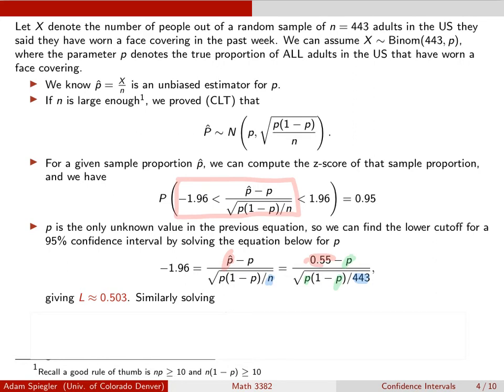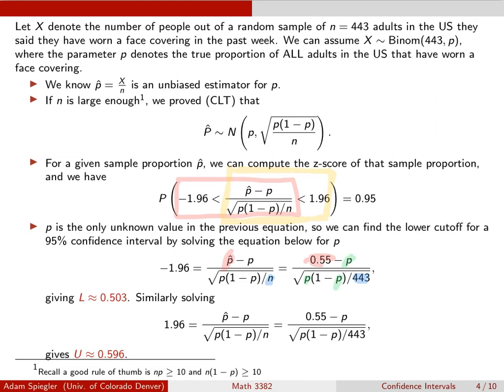Similarly, we could take a look at the other equation, which is finding the upper limit for this confidence interval. So what value of p is going to give a p hat value that would make our p hat value of 0.55 have a z-score of 1.96? Solving that equation gives us an upper limit of 0.596. So here we found lower and upper limits for the value of p that would make our sample proportion 0.55 have a z-score of either negative 1.96 or positive 1.96. And those values of p we can set as our lower and upper cutoffs for our confidence interval.